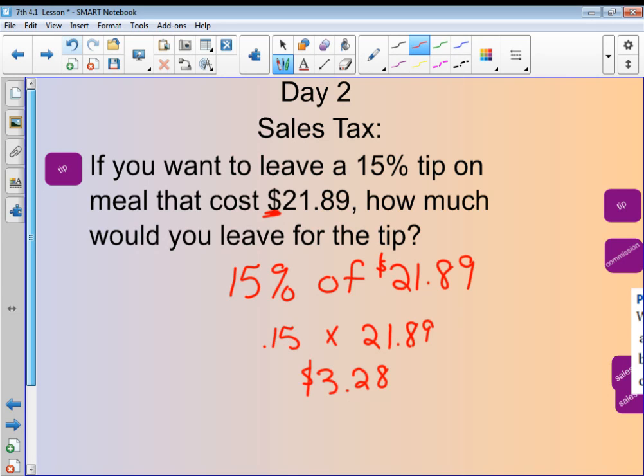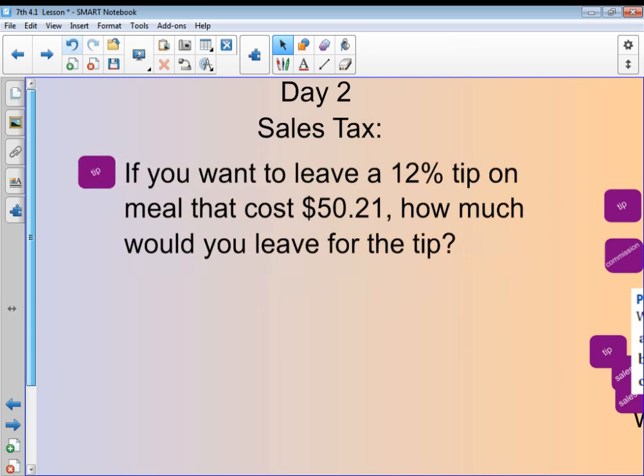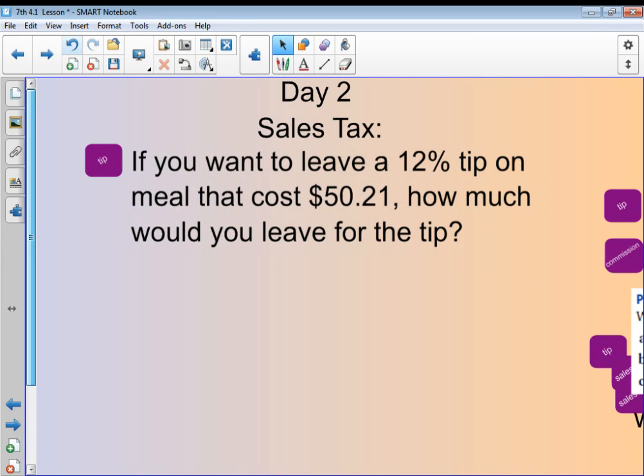Now most of us would probably say we're either going to leave $3 or $4 or maybe $3.50. We probably won't dig in and find exactly 28 cents. But for this activity, we're practicing that concept. So I want you guys to try one because once again, tip is very similar to what we just did. If you want to leave a 12% tip on a meal that costs $50.21, how much would you leave for the tip? So go ahead and pause your video and work your way through finding 12% of $50.21.